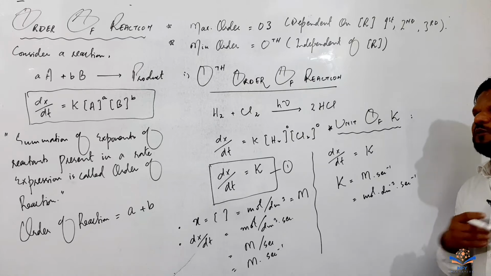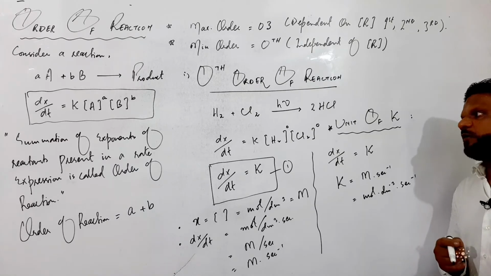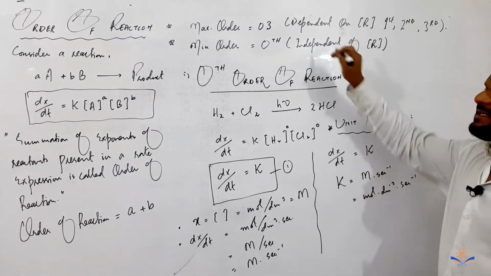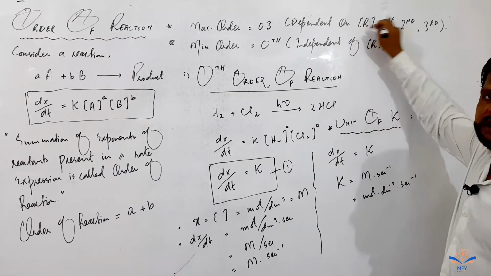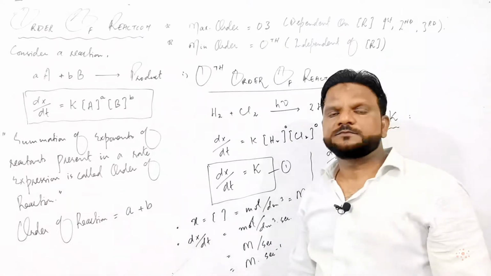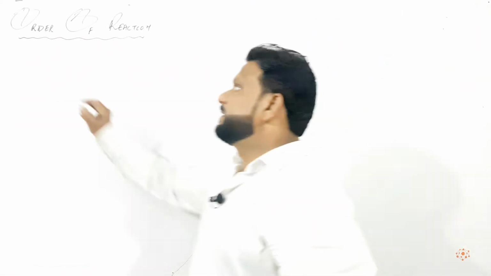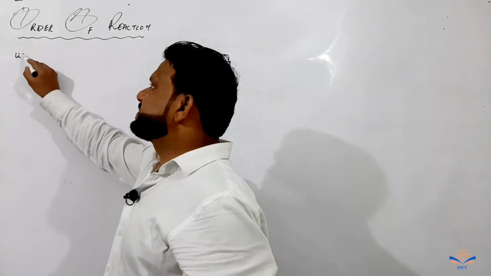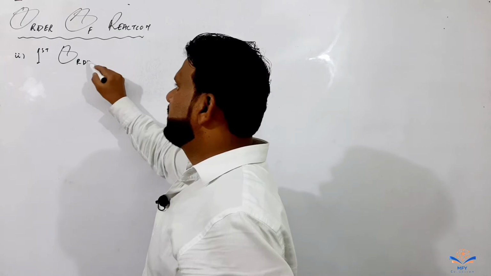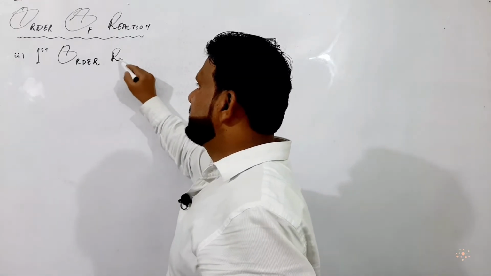Now we are going to move towards finding the rate expression and units of maximum order, that is first order, second order and third order. Now the second order is first order reaction.